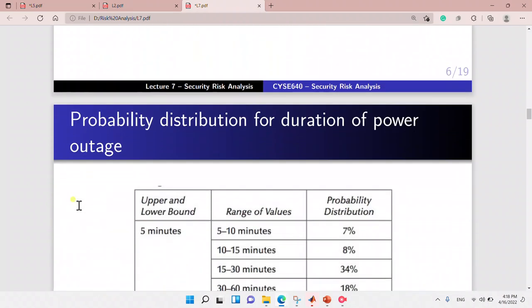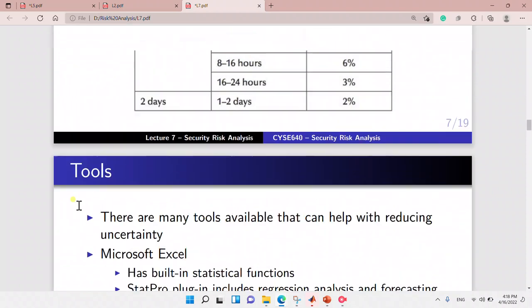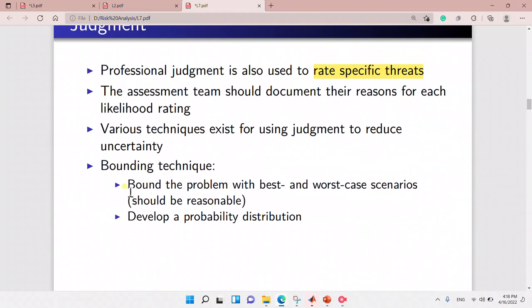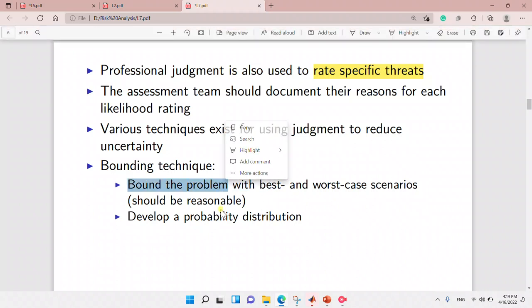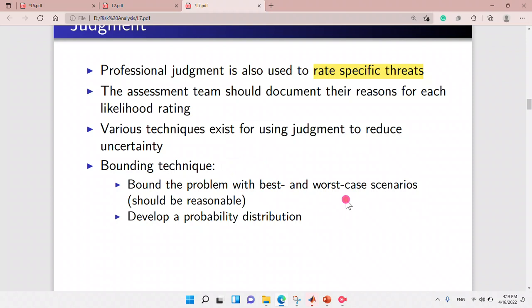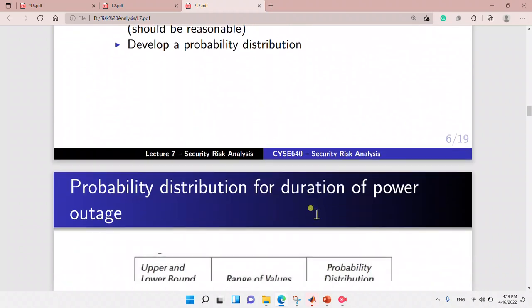First, we have the bounding technique. خنشوف إذا في other techniques. Okay, so we have the bounding technique. We bound the problem with best and worst case scenarios and develop a probability distribution.